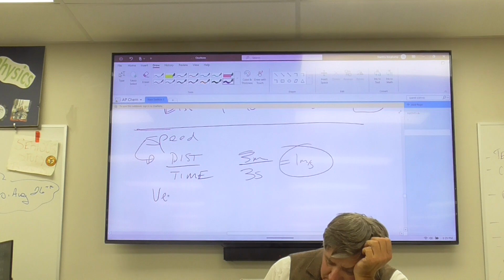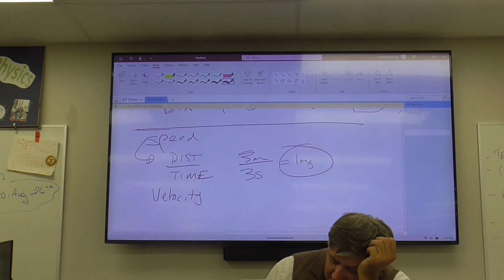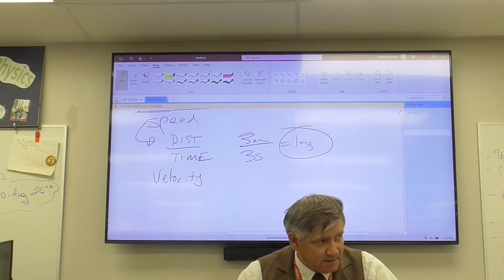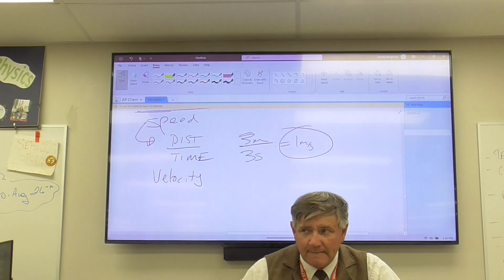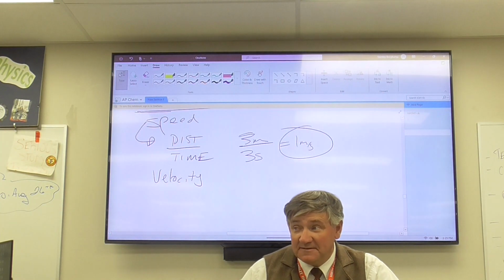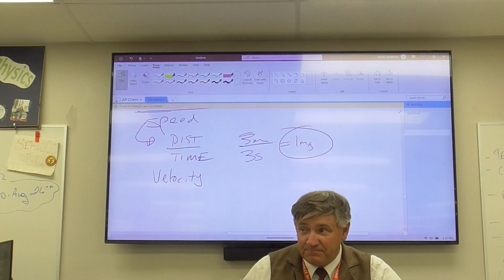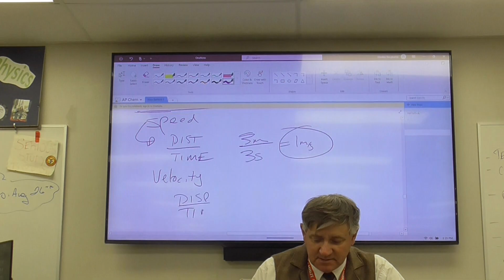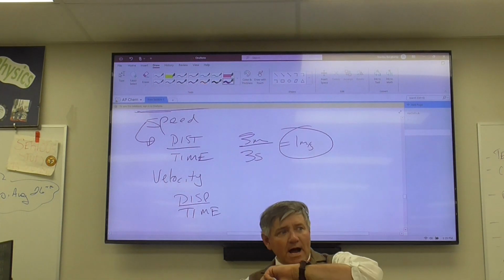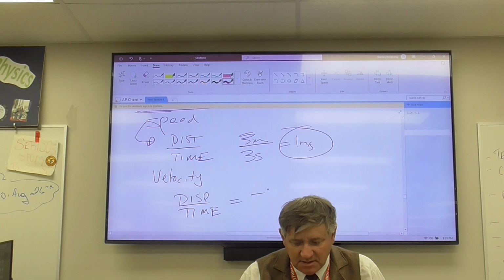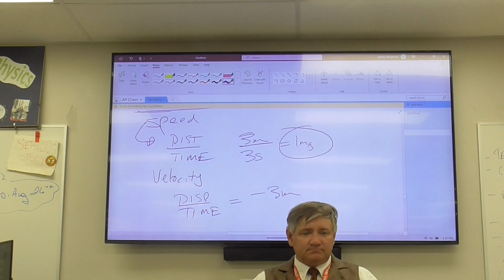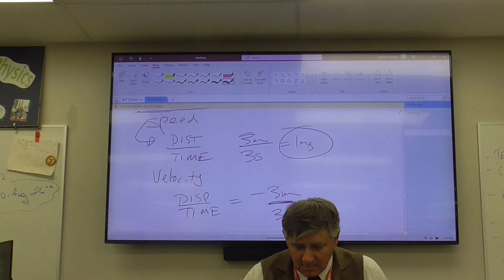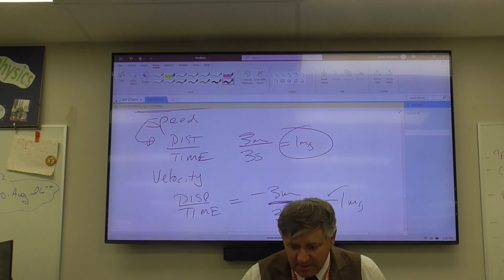Now, velocity. Let's chit-chat about velocity. If speed is distance divided by time, how do you think we're going to calculate velocity? It rhymes with displacement. Displacement divided by time. Now, here's the difference. On the way out, my displacement was -3 meters. The time was 3 seconds. That was -1 meter per second.